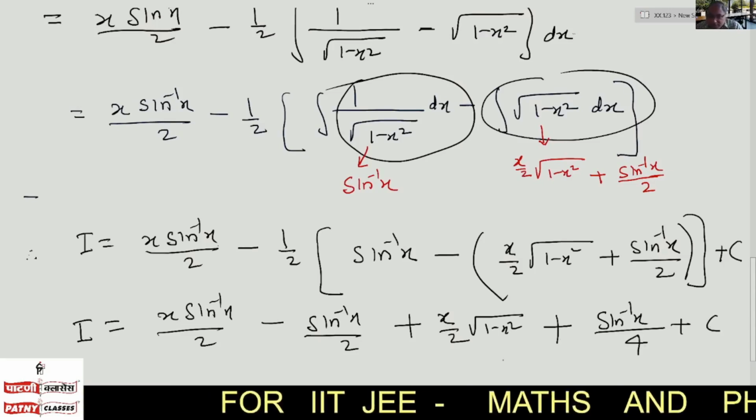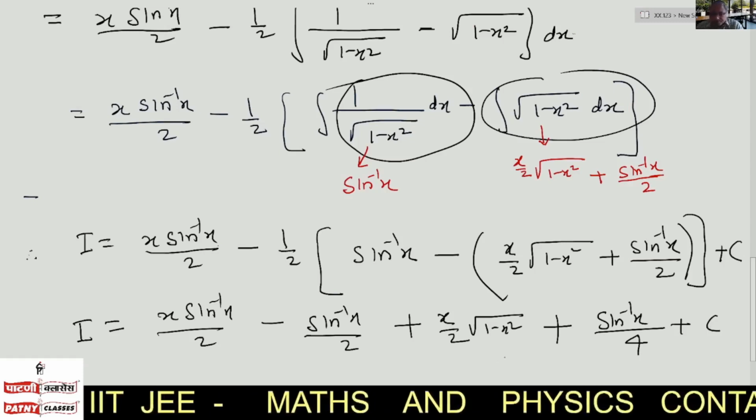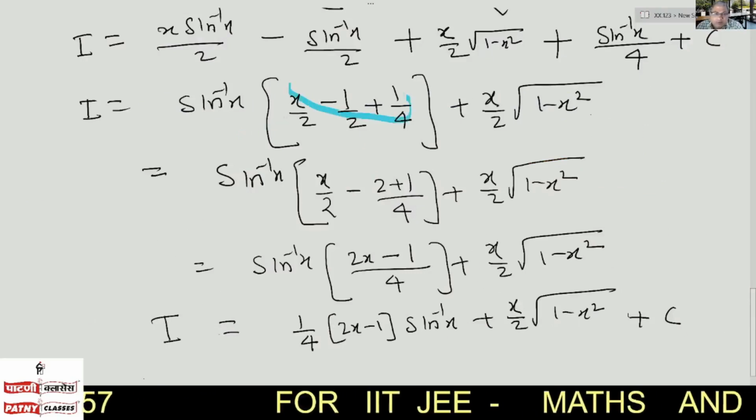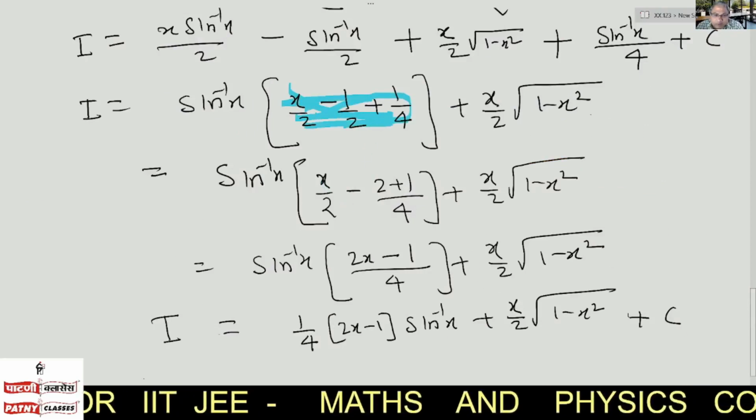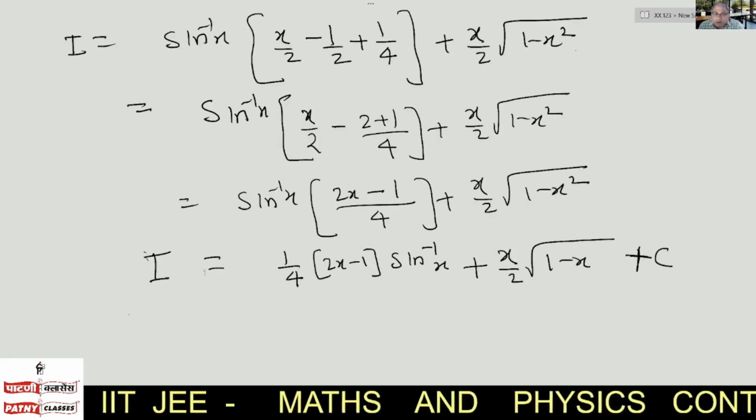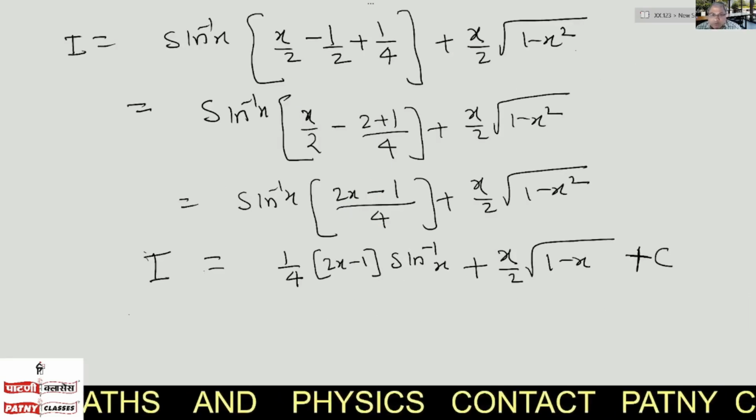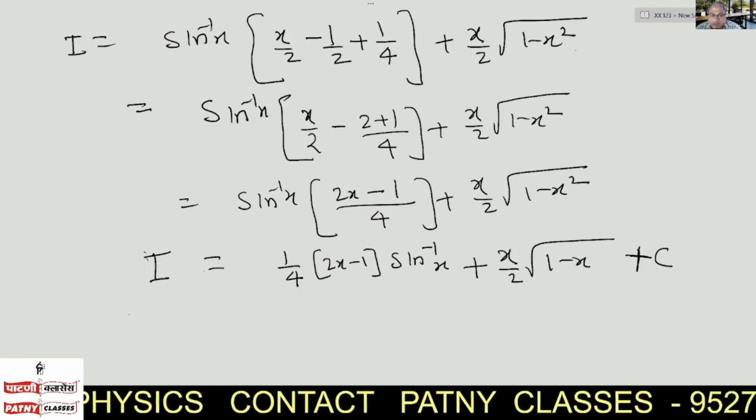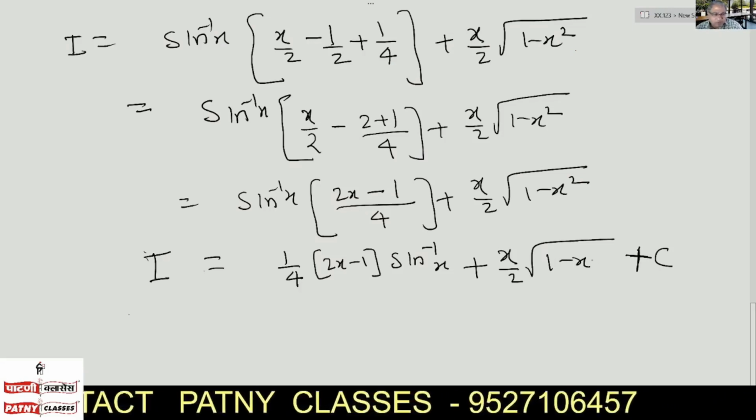Let us simplify. Add all the sine inverse x as one piece. We have taken sine inverse x common, so here we get this much in the bracket, and after simplification we get this much here, which on simplification gives I equals 1 upon 4 (2x minus 1) sine inverse x plus x by 2 under root of 1 minus x square plus c.